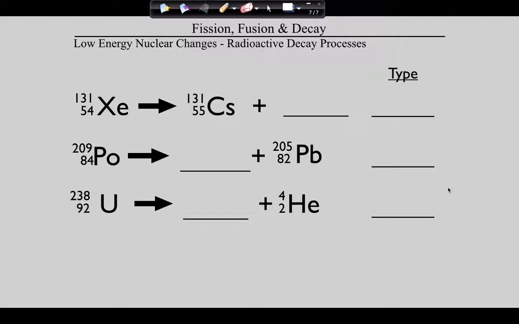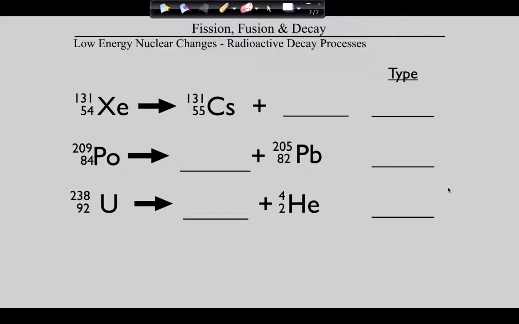So guys, it goes like this. You are going to be asked to identify types of radiation, and you're going to be asked to identify products. So guys, do this with me. Remember the rules of thumb. Alpha decay, the atomic number goes down by 2, the mass goes down by 4. Beta decay, the mass stays the same, and the atomic number goes up by 1.